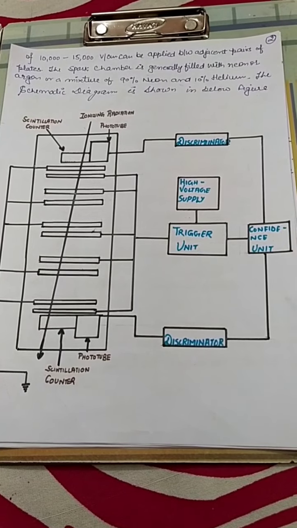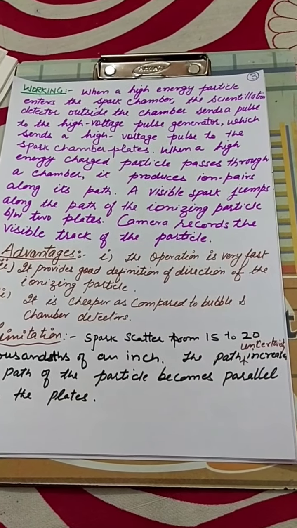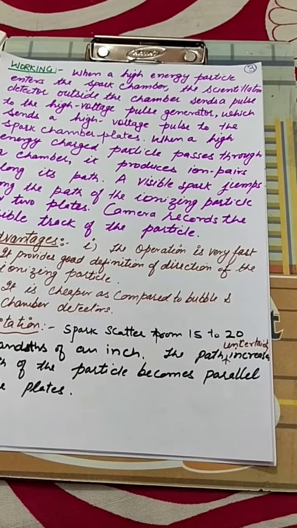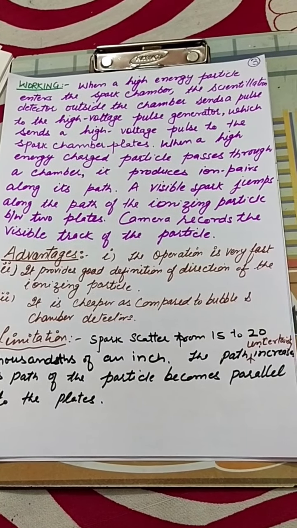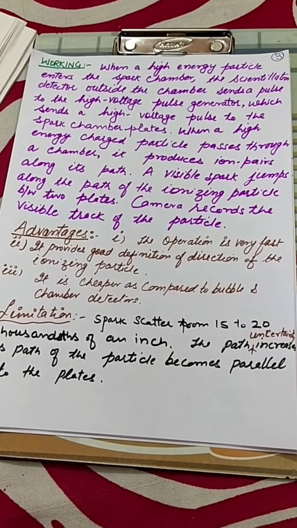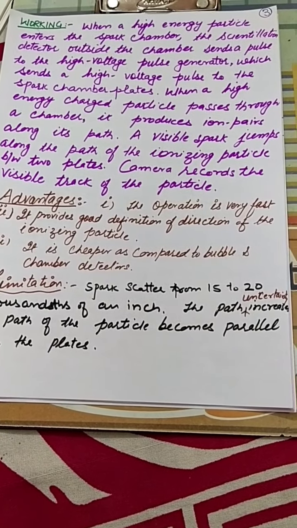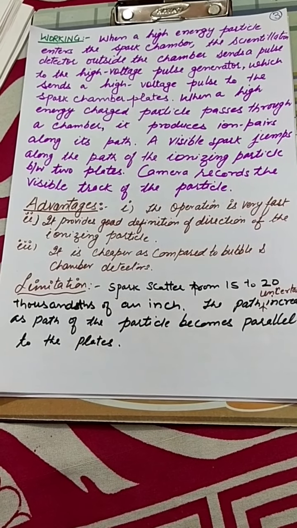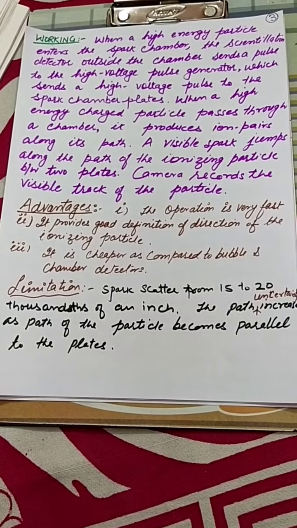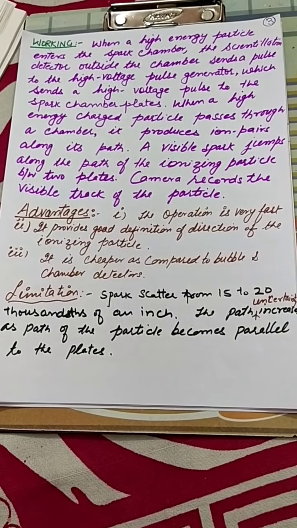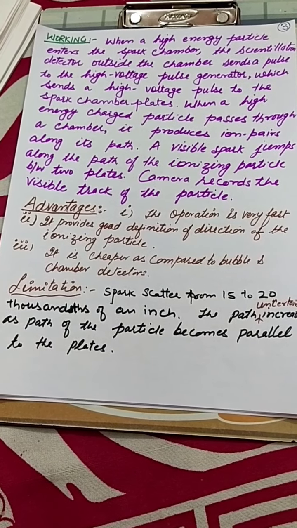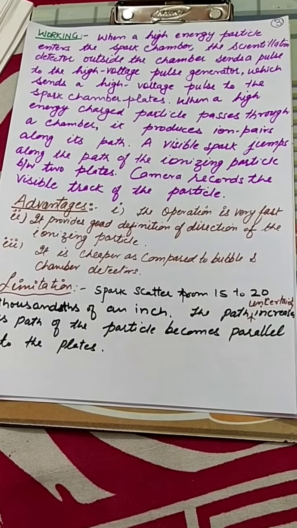Now the working of this chamber. When a high energy particle enters the spark chamber, the scintillation detector outside the chamber sends a pulse to the high voltage pulse generator, which in turn sends a high voltage pulse to the spark chamber plates. When a high energy charged particle passes through the chamber, it produces a large number of ion pairs along its path. A visible spark jumps along the path of the ionizing particle between two plates. After that, the camera records the visible track of the particle.